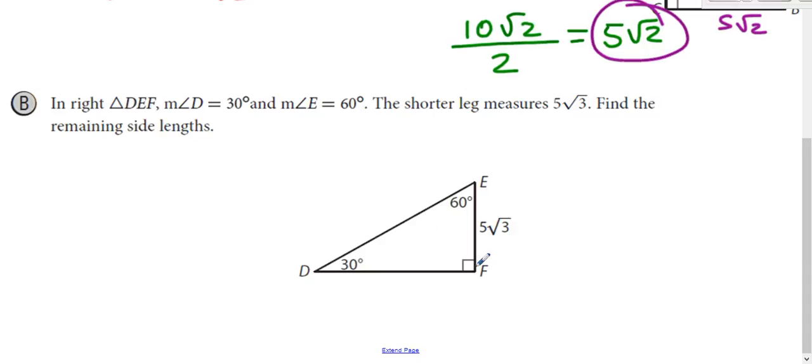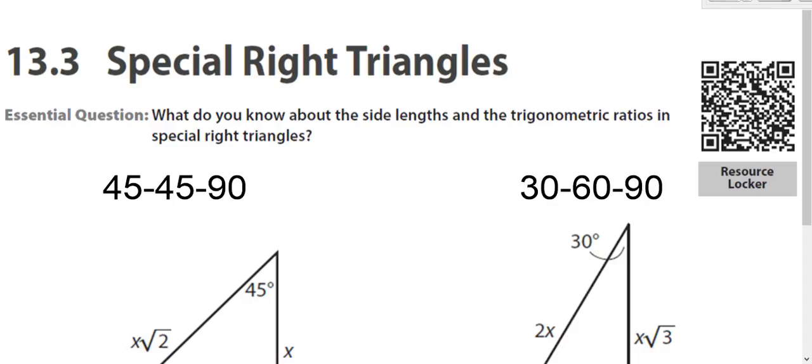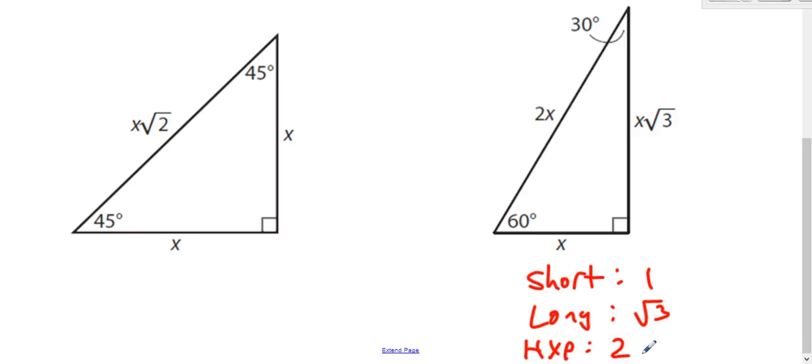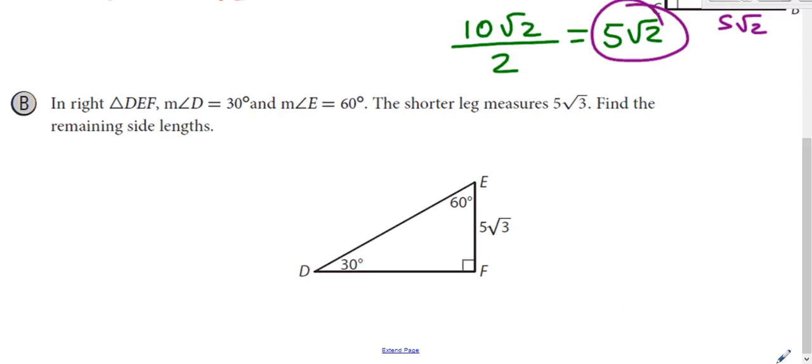Same idea here. We've got the short side. This is a 30, 60, 90. So if you look back, the short side gets x, or just a 1. The long side gets the square root of 3. And the hypotenuse gets a 2. So when you're taking your sides, you just take these ratios. Short side's 1, long side square root of 3, hypotenuse is just 2. So this is the short side, this is the long side, and this is the hypotenuse.